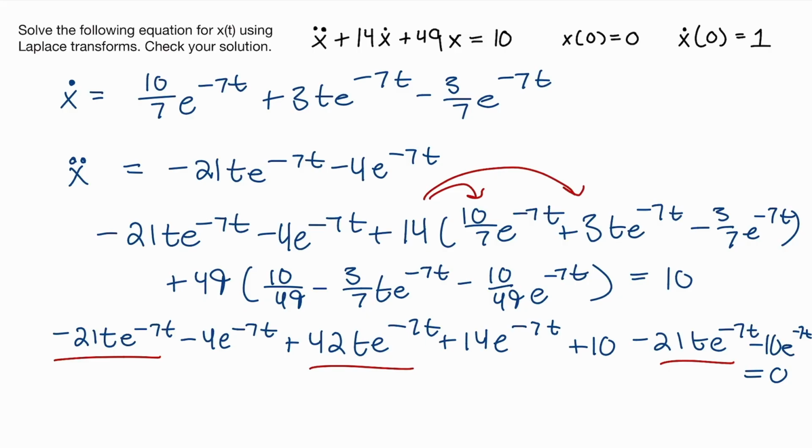Next, we'll look at the e to the negative 7t terms. We have these three. So 14 minus 4 minus 10, that's 0. So then what we end up with is 10 equals 10. Sorry, there should be a 10 over here. And this checks out. So now we have checked this. We have our x(t) solution already, which is what we were asked for. And then checking our solution, we check the initial conditions, both of them, and we also checked the equation. So this is correct. And I hope this helped.